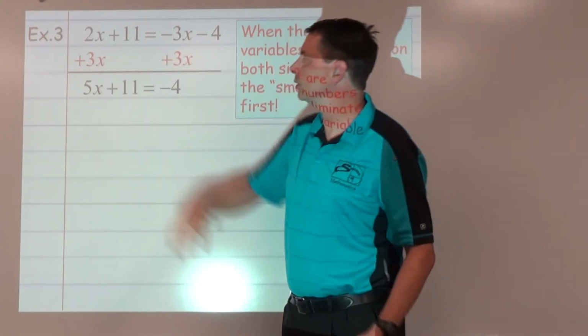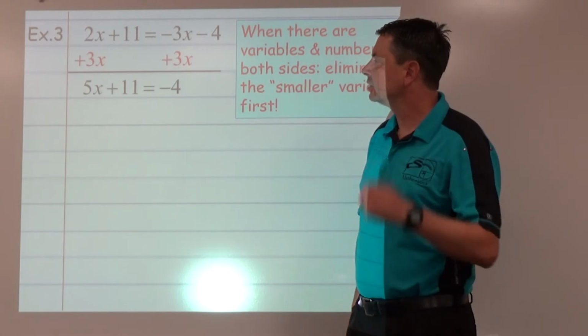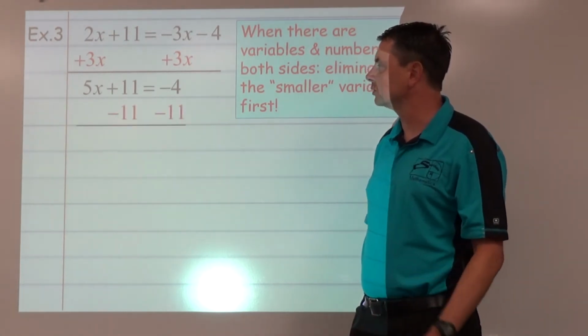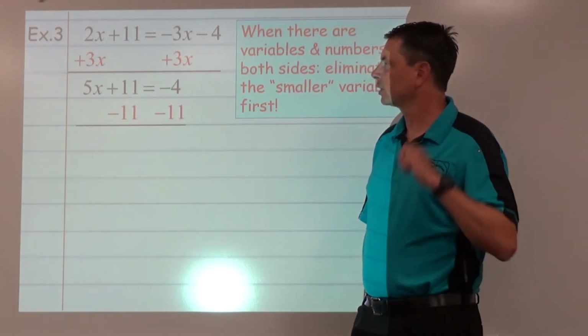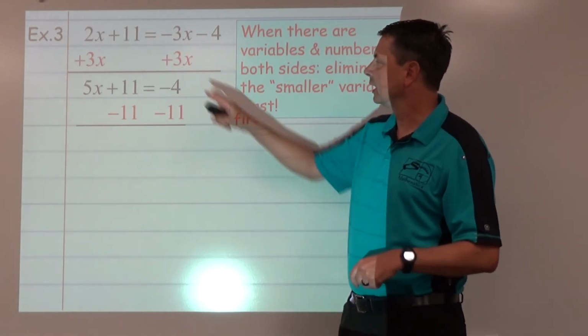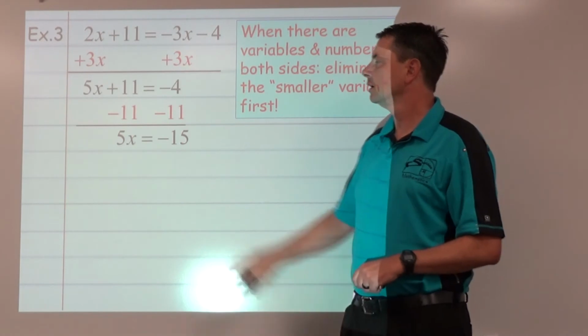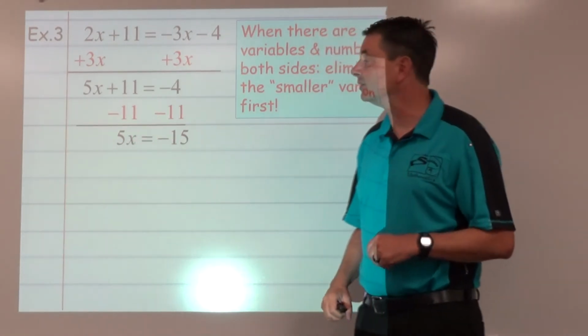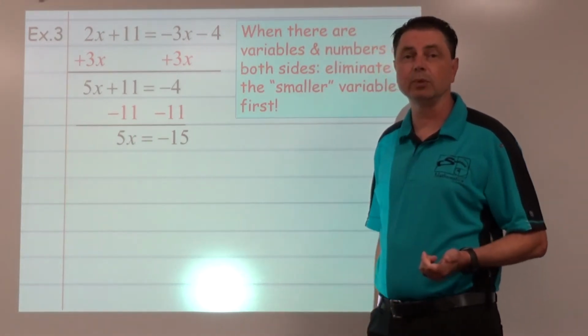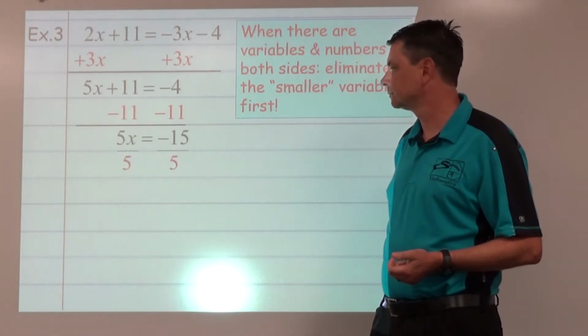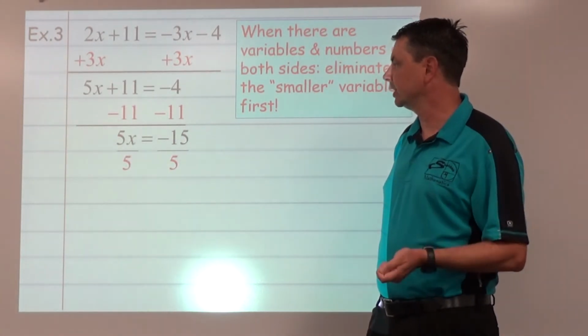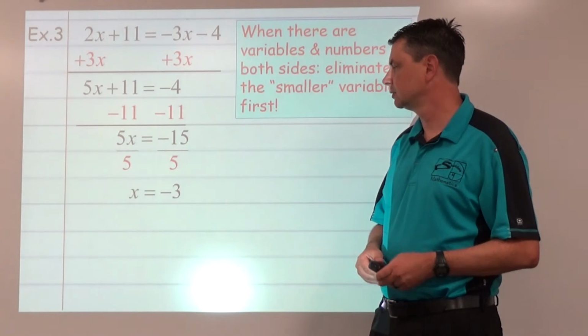We're going to get rid of the plus 11. So subtract 11 on both sides. We're going to get 5x equals a negative 4 and a negative 11 make negative 15. Now we're going to undo the 5 to get the x by itself. We'll divide both sides by 5. And we do get x equals negative 3.